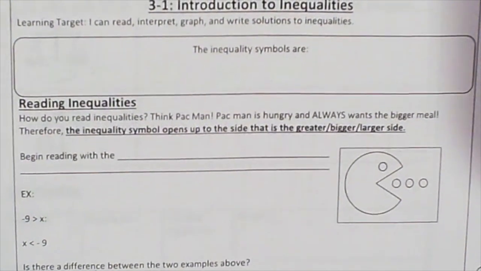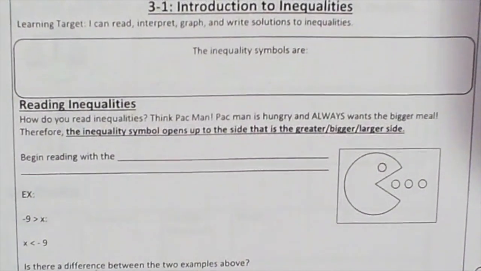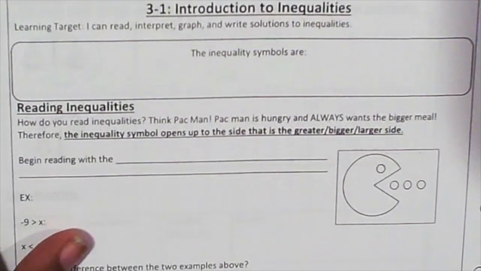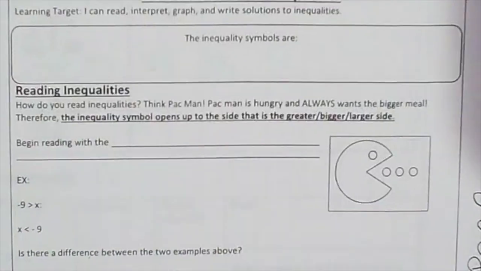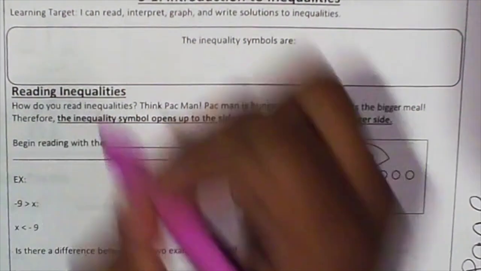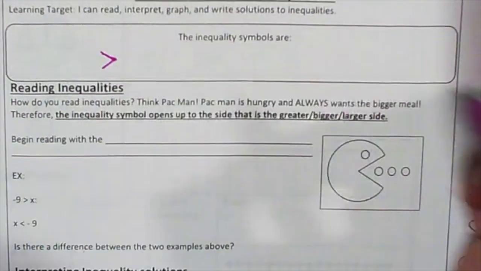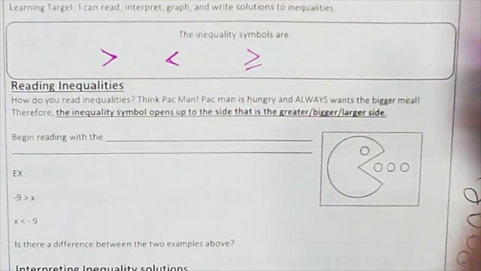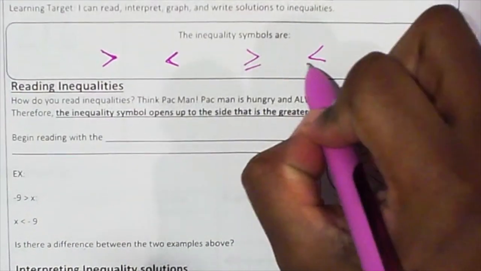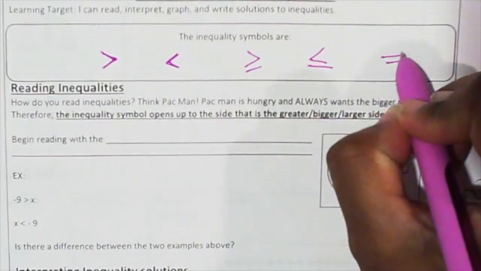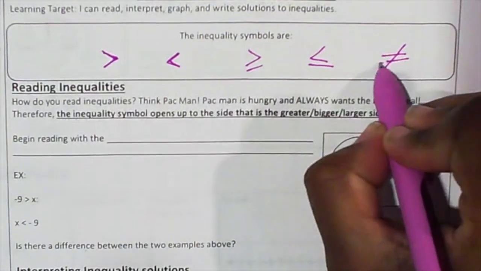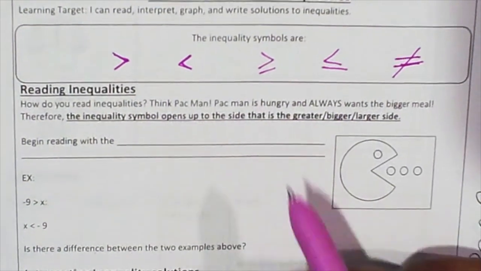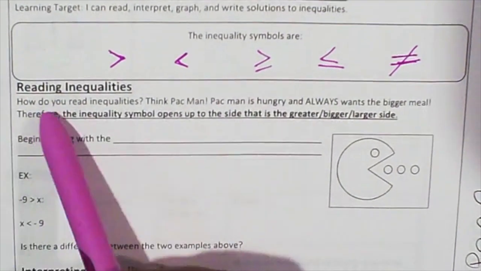The first thing that we need to become familiar with are the inequality symbols that exist. They are the greater than symbol, less than symbol, greater than or equal to symbol, less than or equal to symbol, and not equals to. All of these you are familiar with. You have seen them before, you have heard them before, and you have used them in different capacities. Now we're going to use them within algebra. Essentially, what inequality symbols tell you is that one side of your statement is greater than or less than the other side of your statement. So one side will be bigger than the other.